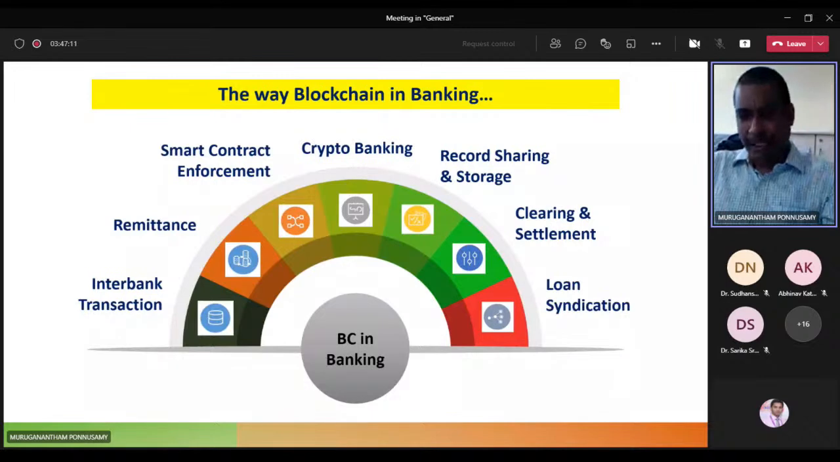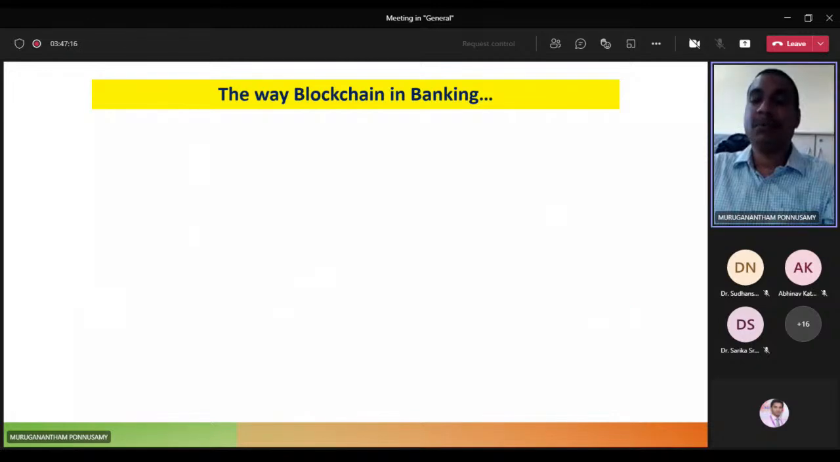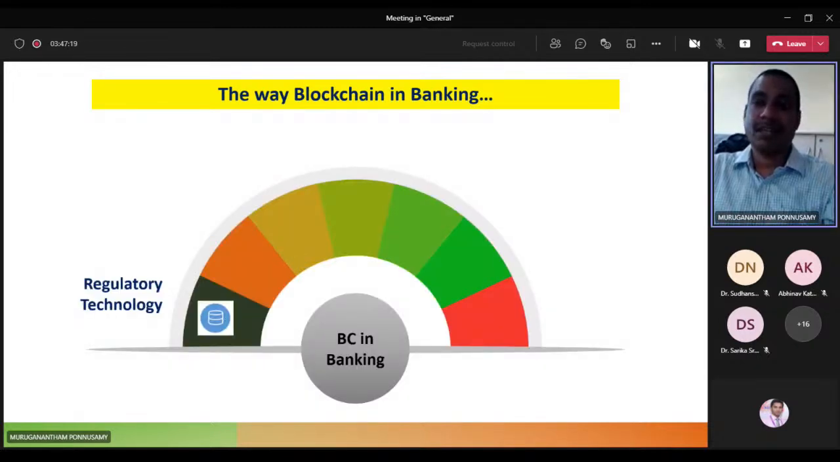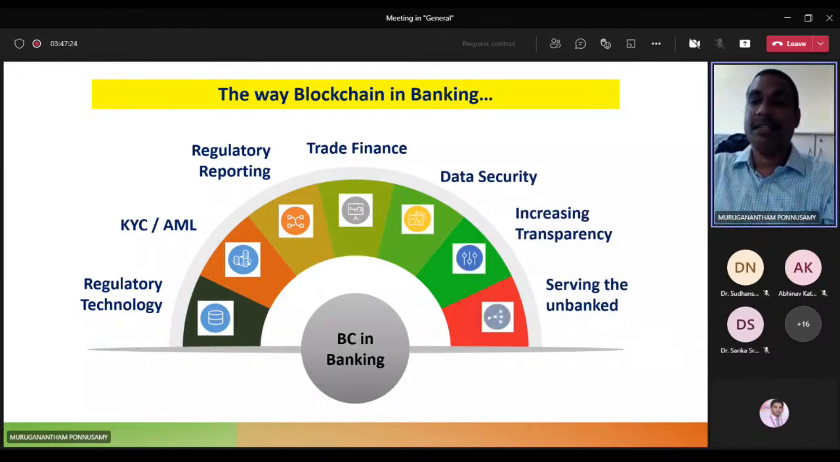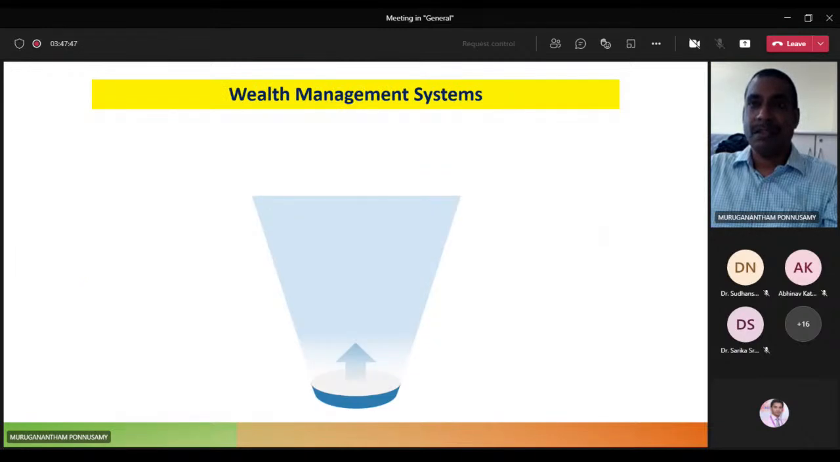So blockchain in banking is coming as an inevitable one for us. As I said, the regulating authority, KYC or AML, regulatory reporting, trade finance, data security, in fact, with a lot of transparency, and that too for the people who do not have any bank accounts. Right.